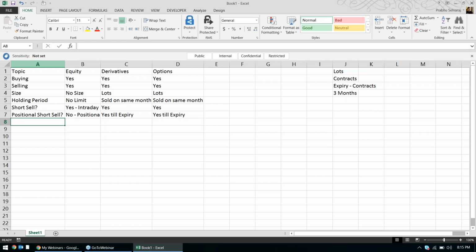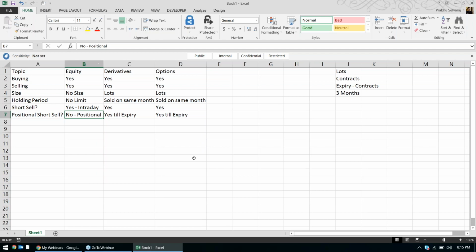Next, what else is the difference between these two? STBT is not possible in equity. It's only possible in futures. Only the stocks which are in futures allow that, not cash stocks. Only FNO stocks are allowed to cover it up, not cash stocks. Derivatives are allowed.